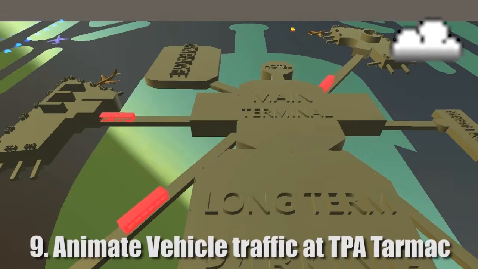And finally, we have our last requirement, which is having an animation for the vehicle traffic at the Tampa International Airport tarmac. As you can see, this is a wide view of the center of the airport. On the sides, you'll see these transport vehicles, small yellow dots, as well as the trams in the middle, which are very popularly known for taking people to and from the terminals.